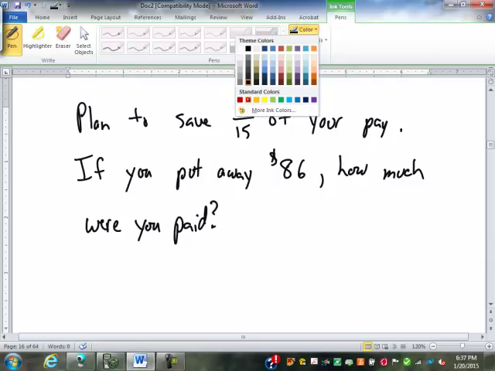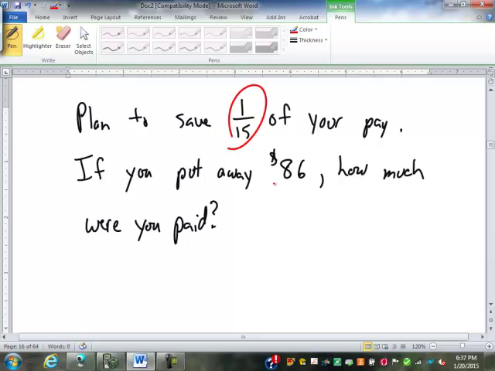Although most of us would look at that and say, well, if we're saving 1/15 and we saved 86, you're just going to multiply by 15, right? But let's look at this. You plan to save 1/15 of your pay. So that means 1/15 times your pay, P, equals the $86 that we save.